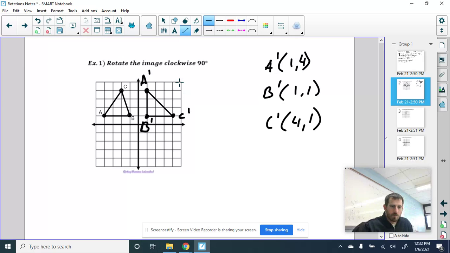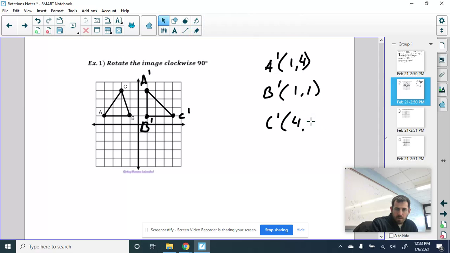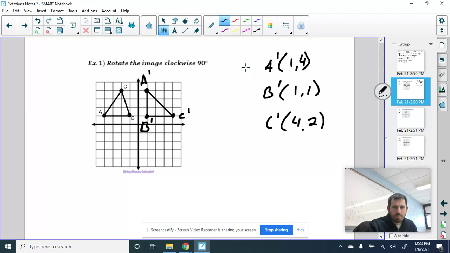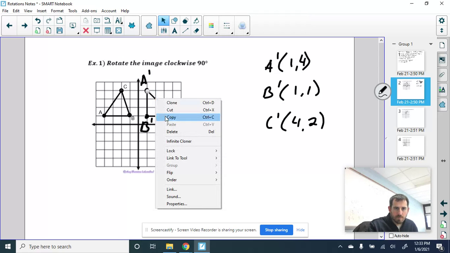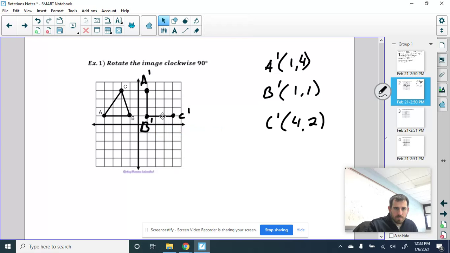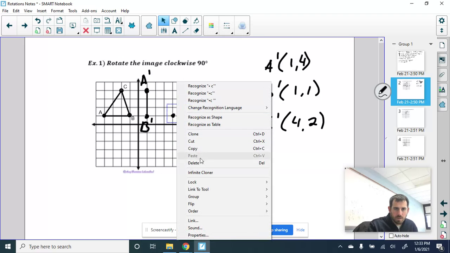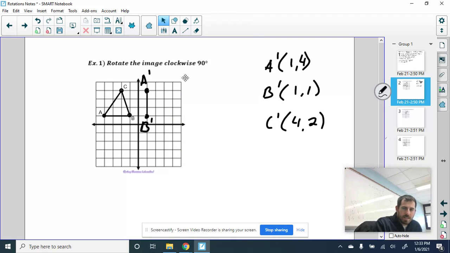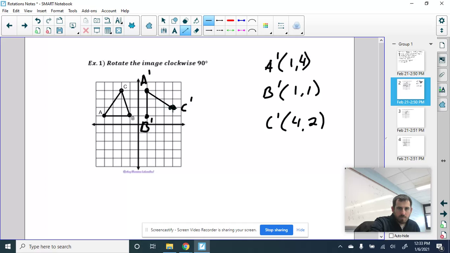Did I do that right? Oh, no, it's 4, 2. C is 4, 2. Check that. I thought it looked funny. 4, 2. Delete. Everyone makes mistakes, right? Delete. Okay, so C prime is at 4, 2, 4, and then up 2. Plot a point. That looks better. C prime, and then we'll draw our lines again. And now you can see it's the same size triangle.